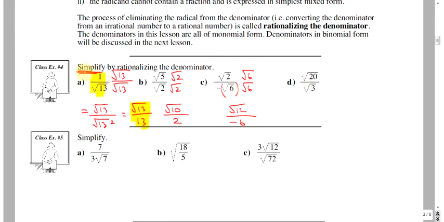Okay? Now, is this fully simplified? Or is there a perfect square in 12? Yeah, so we actually want to keep going here. That's root 4 times root 3 over negative 6. And that's 2 root 3 over negative 6. Can I simplify 2/6? So negative root 3 over 3. Okay, 2/6 is 1/3, same thing.